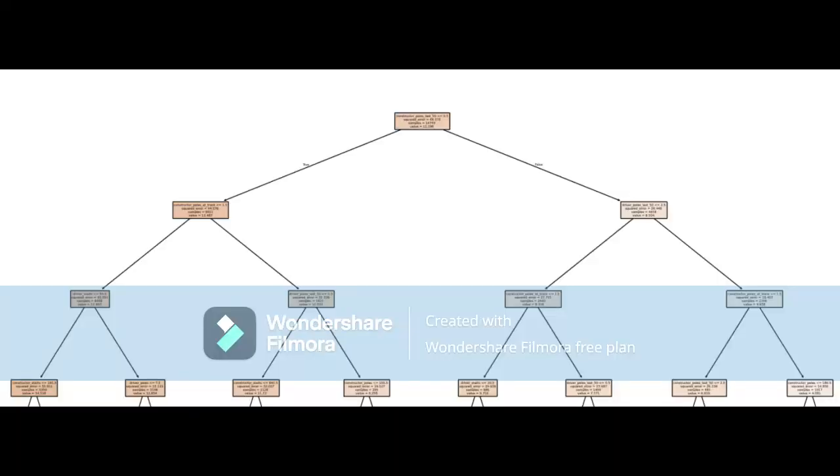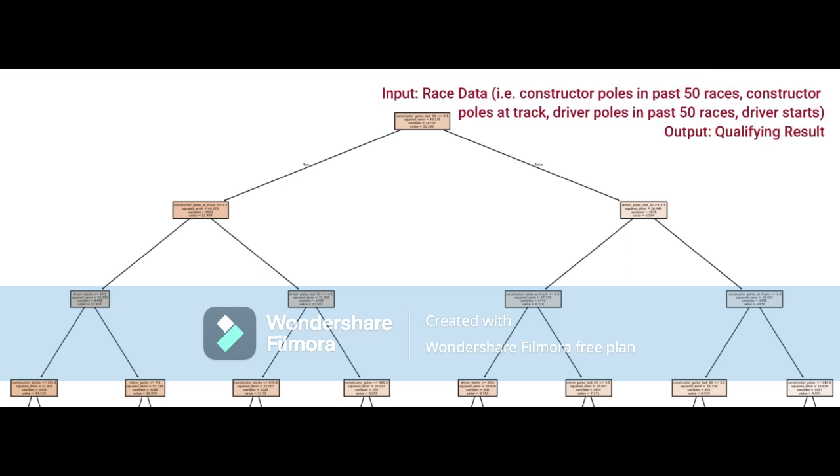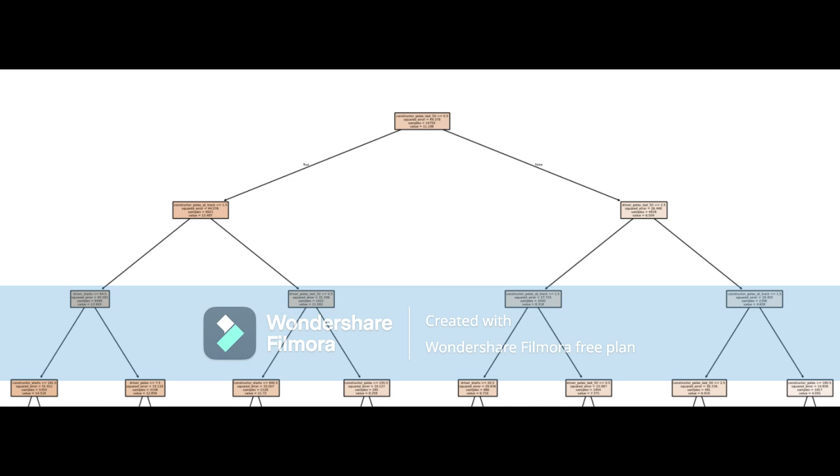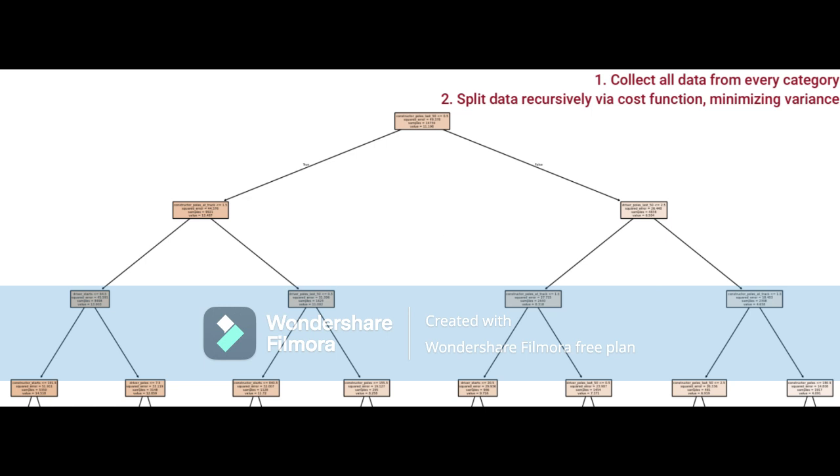Here is a decision tree from Appendix C mapping Formula One data to a predicted race start. A decision tree is a tree-based learner used in this case for regression. This regression tree initially contains all the data from every category, then splits the data recursively into smaller subsets based on a cost function to determine the best criteria, minimizing variance. The function I'm using here is mean squared error, elaborated on in Appendix B.